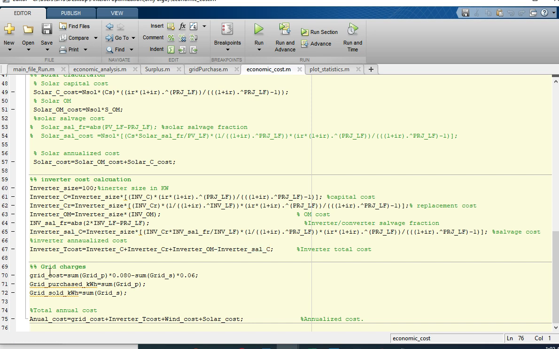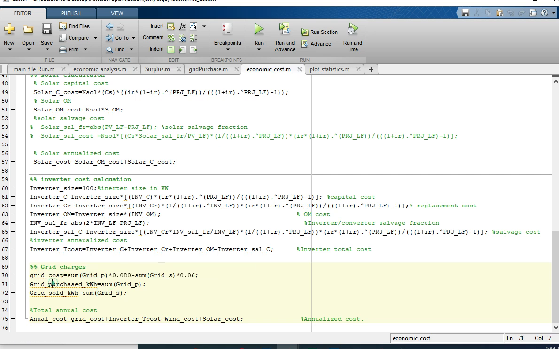Similarly, for grid cost, it is the cost of the energy that we have bought from and sold to the grid. This is the total sum of the grid purchases, at the rate of 0.08. So this is the sum of the grid purchases multiplied by the per unit cost at which the energy is purchased from the grid. Then grid sales, how much energy is sold to the grid, at 0.06. Subtracting this gives us the net present annualized grid cost.